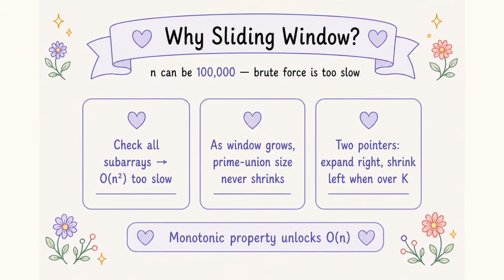Why sliding window? The array length can be 100,000, so checking every subarray is too slow. Important property: when you grow a window to the right, the union of primes never gets smaller. It only stays the same or grows. That monotonic behavior lets us use 2 pointers, expand right and shrink left when we have too many distinct primes.